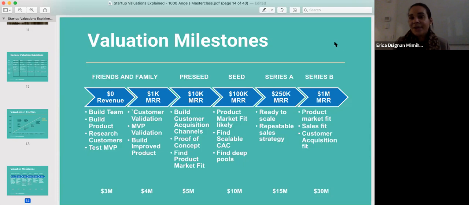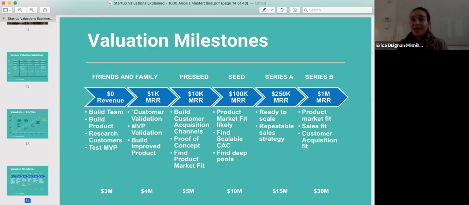So once you are able to crack that nut, and you're at Series A stage, getting closer to 250K in monthly recurring revenue, you're ready to scale because you've figured out a repeatable sales strategy. And that is really the key to doing the larger Series A: you have to establish product market fit, and then you also have to establish a repeatable sales strategy.